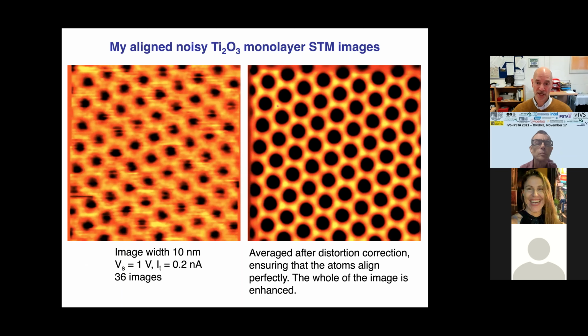These are titanium atoms. You can't see the oxygens in between, but you can see the titanium atoms much more clearly than you could ever see in this rather noisy image. And that's purely due to image averaging.